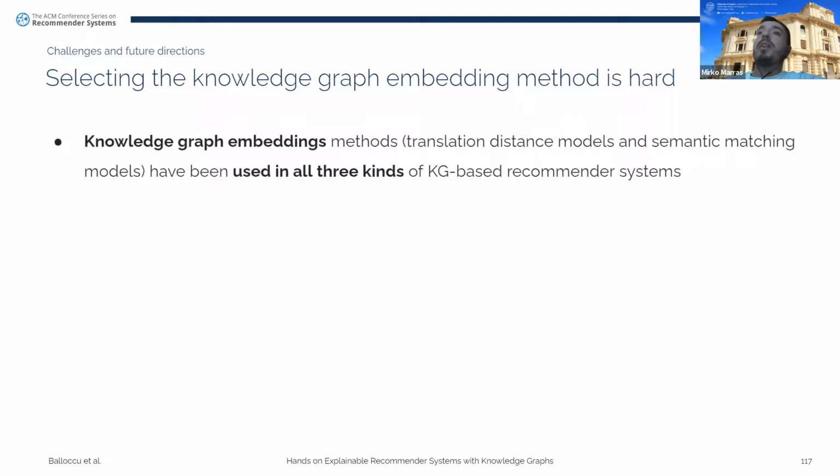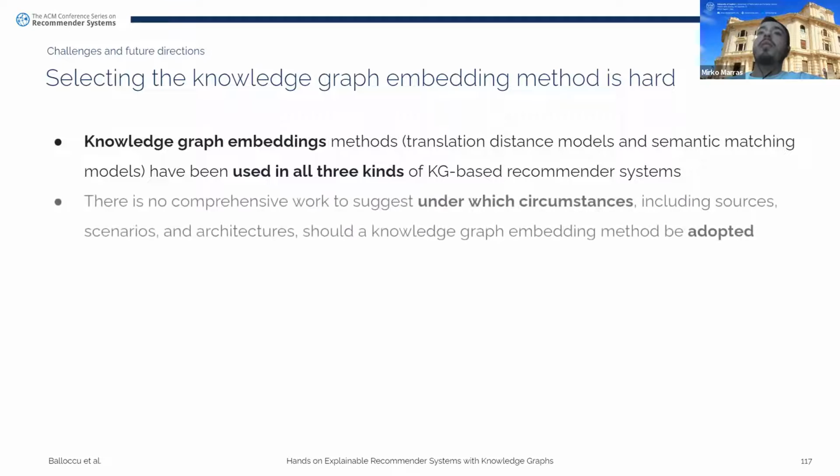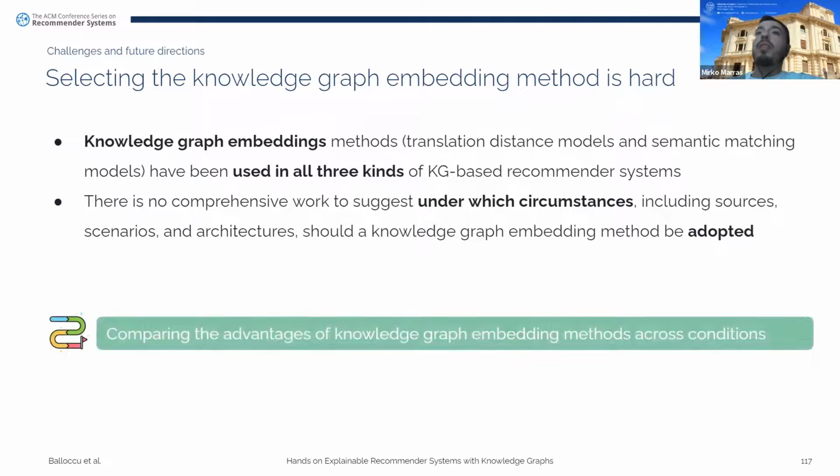Knowledge graph embedding methods have been used in all the three kinds of knowledge-based recommender systems, as we have seen. However, there is no comprehensive work to suggest under which circumstances, including the data sources, the recommendation scenarios, and the model architectures, a knowledge graph embedding method should be adopted. Therefore, comparing the advantages and disadvantages of knowledge graph embedding methods across conditions is still an open research question.